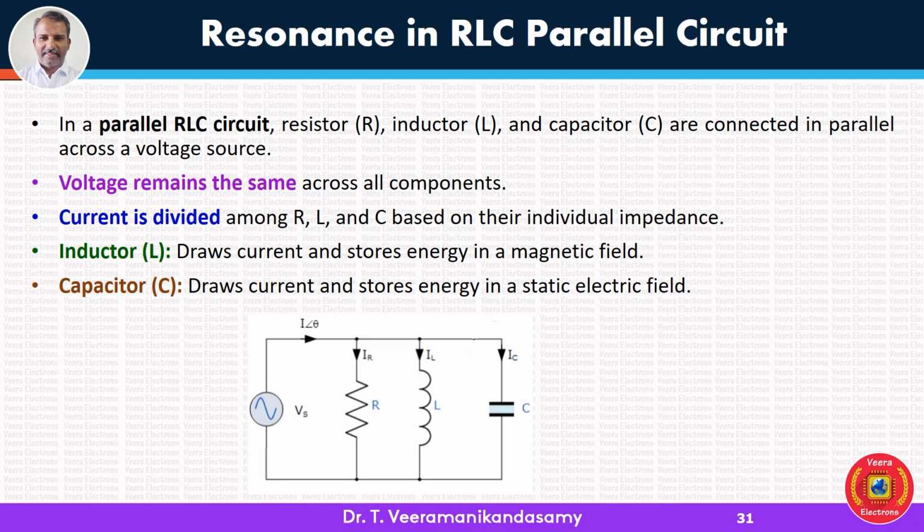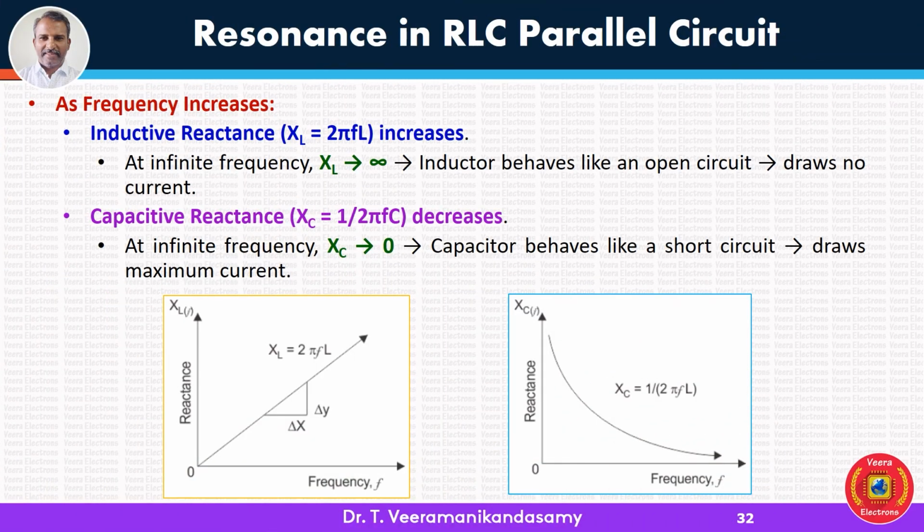Resonance in RLC parallel circuit. In a parallel RLC circuit, the R, L and C components are connected across the same voltage source. Here, the current is divided among the components. As frequency increases, XL increases and XC decreases. For example, at infinite frequency, the inductor acts as an open circuit drawing no current and the capacitor acts as a short circuit drawing maximum current.